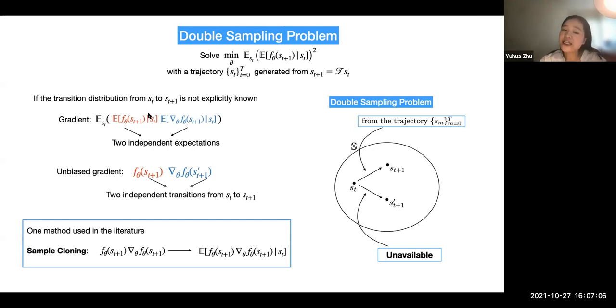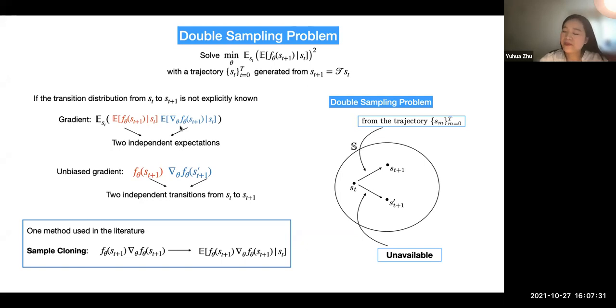One method in the literature to approximate this unbiased gradient is to use exactly the same sample for the next state. However, because these two terms are correlated with each other, the expectation is not the product of two independent expectations that we want.